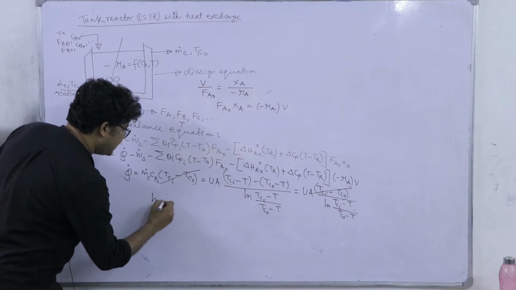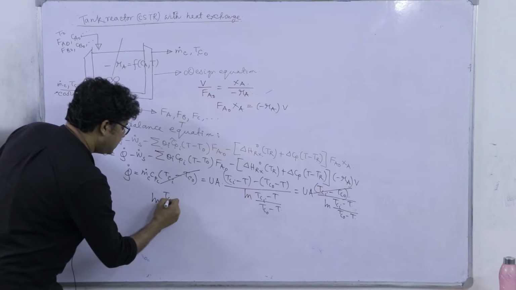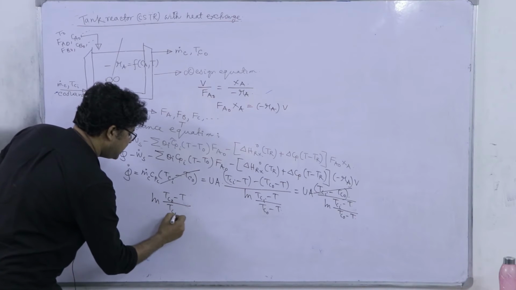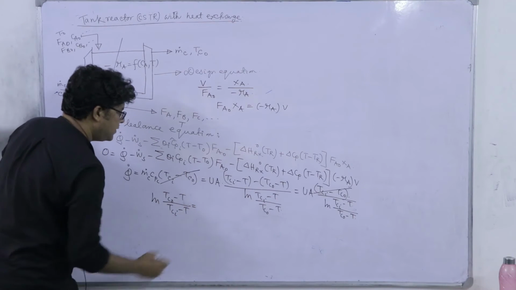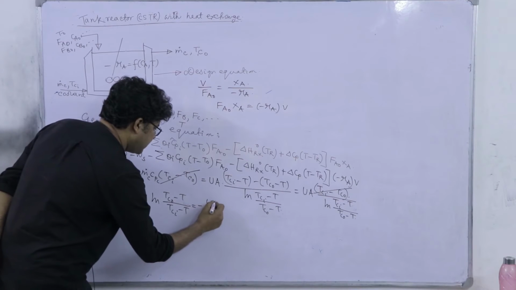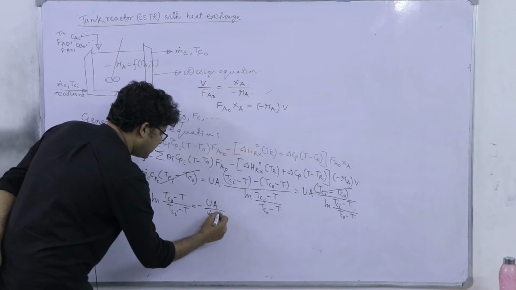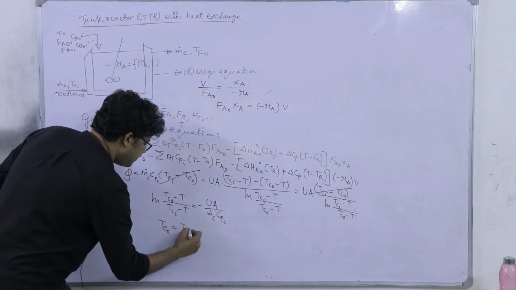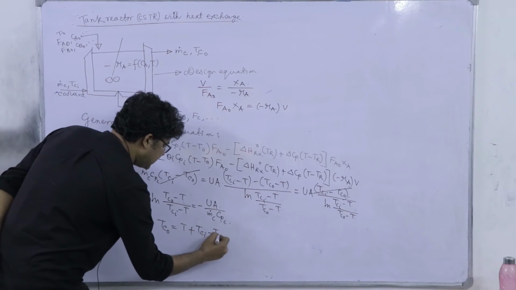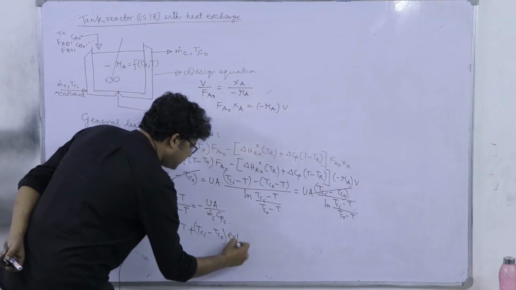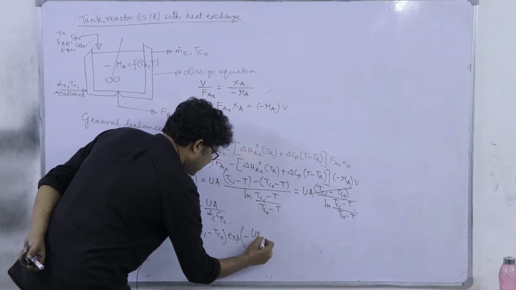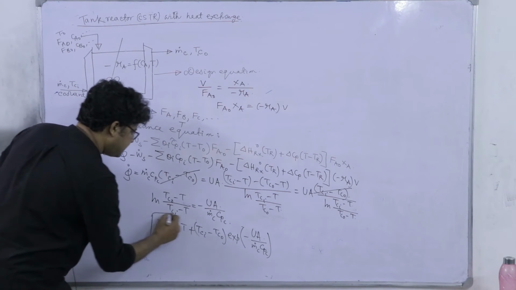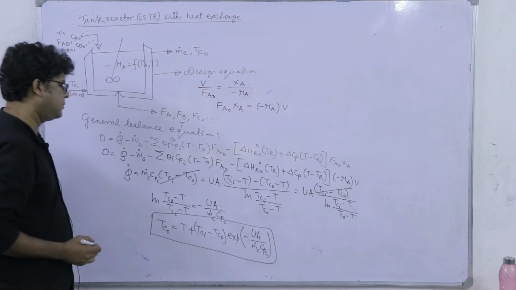So, we have ln of Tco minus T divided by Tci minus T, where Tco is unknown basically, is equal to, we have changed the log, so it will be minus of UA divided by m dot C Cpc. So, Tco is equal to T plus Tci minus T into exponential of minus UA by m dot C Cpc. So, that is the Tco, right.